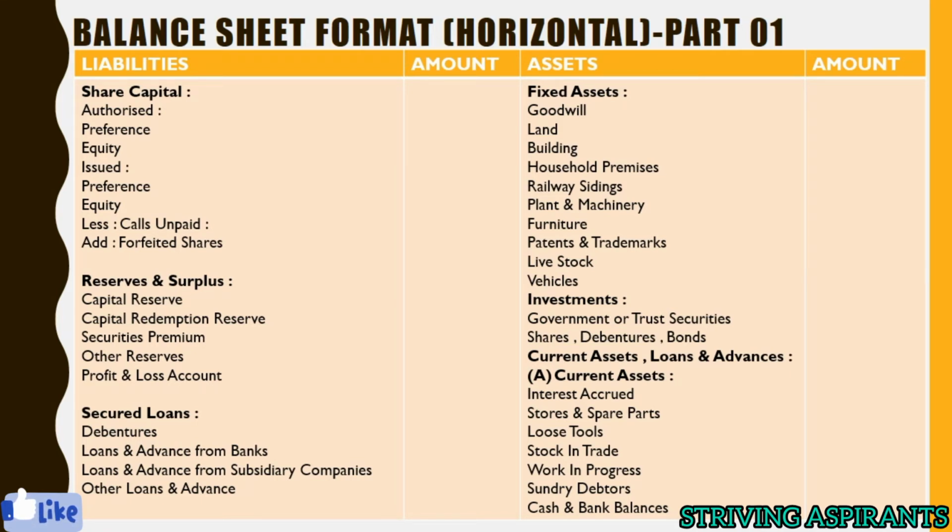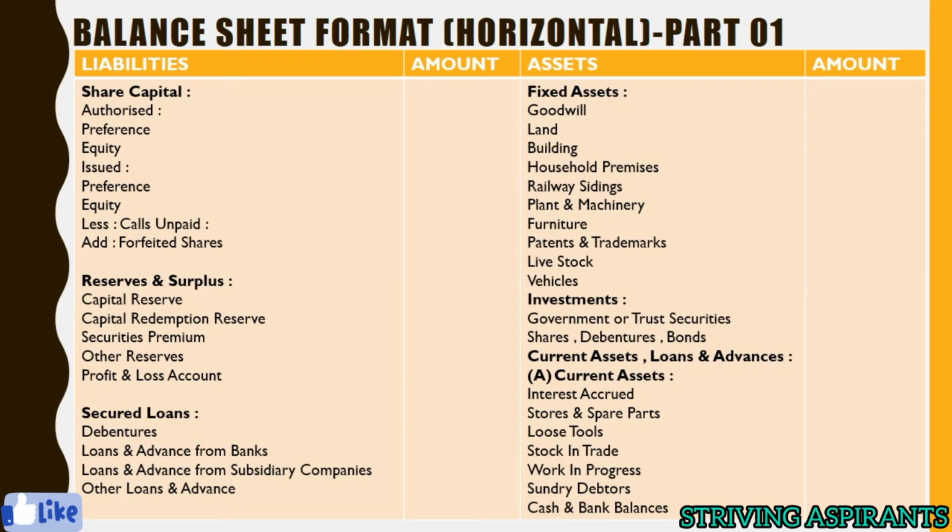Now let's come to the asset side here in the right side. First item or first head is fixed assets, under which we will add all the fixed assets. Some common fixed assets include goodwill, land, building, household premises, railway sidings, plant and machinery, furniture and fixtures and fittings, patents and trademarks, livestock, vehicles, etc.